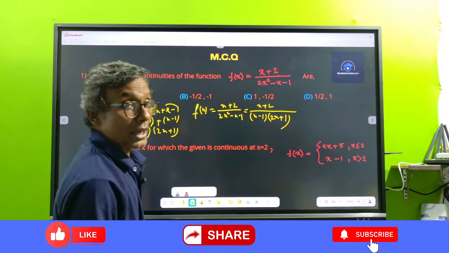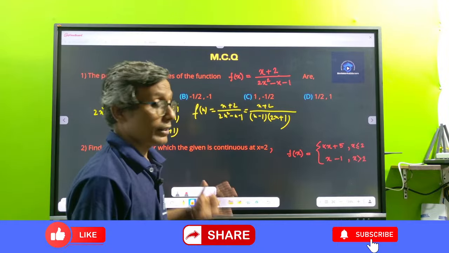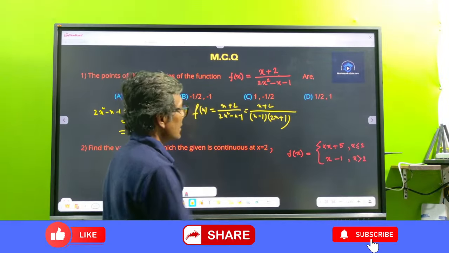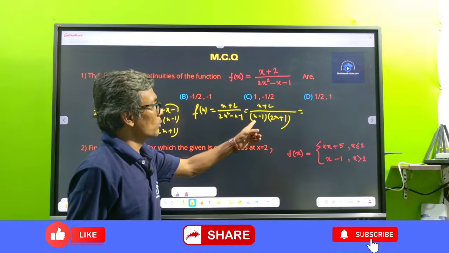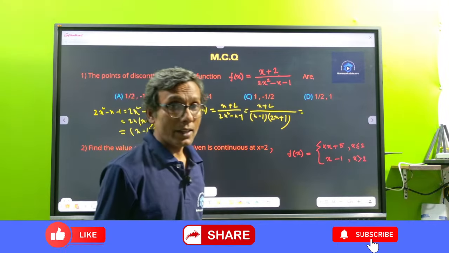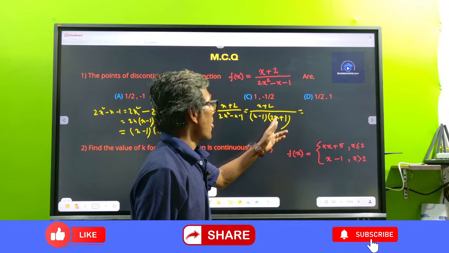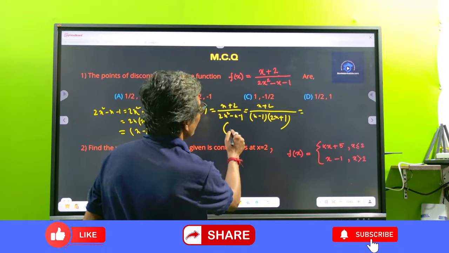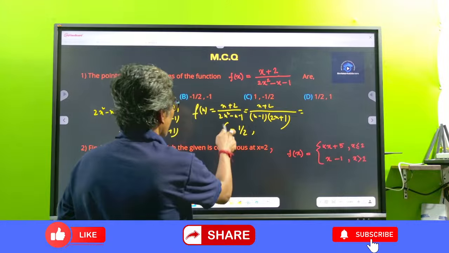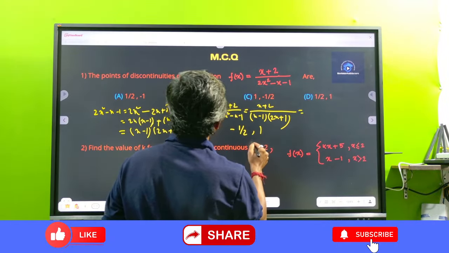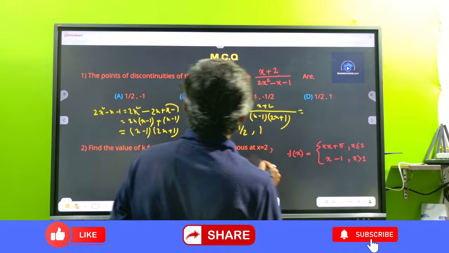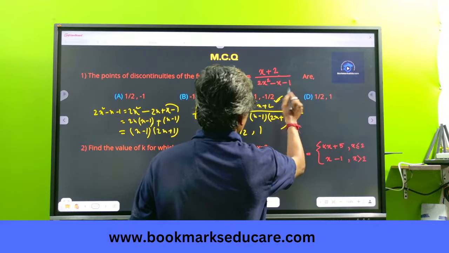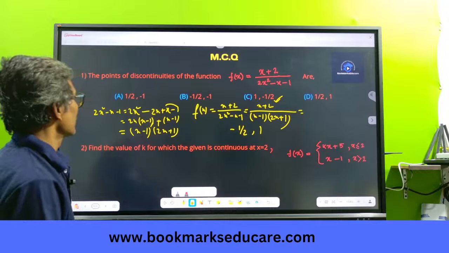First of all, we have to find the points at which the given function is undefined. You can see that at x is equal to 1 the function will be undefined, and for x is equal to minus half, the function will also be undefined. So minus half to 1. So this is the right answer.